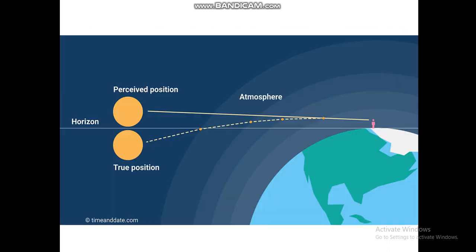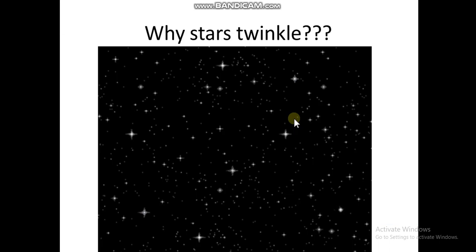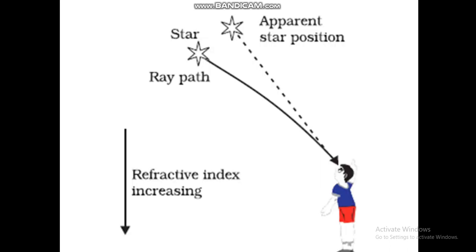Okay, next we'll see. Here you can see we have the atmosphere, and because of this atmosphere the light that travels bends in each of these layers of the atmosphere, and that is atmospheric refraction. Next, the big question is why the stars twinkle. Here you can see the stars are twinkling. If you observe the sky closely, we can see the stars are twinkling. Why does it happen? This happens because of atmospheric refraction.